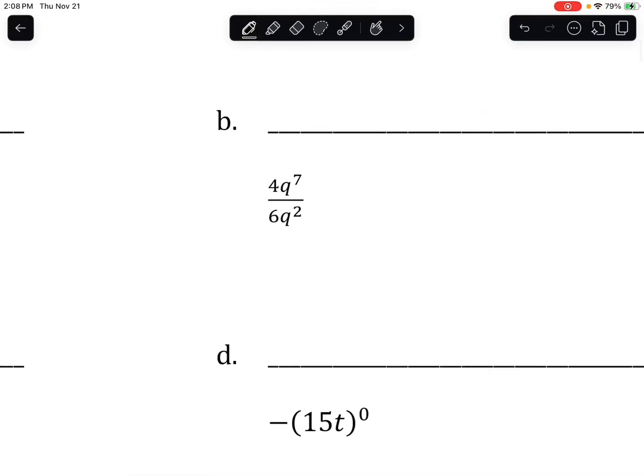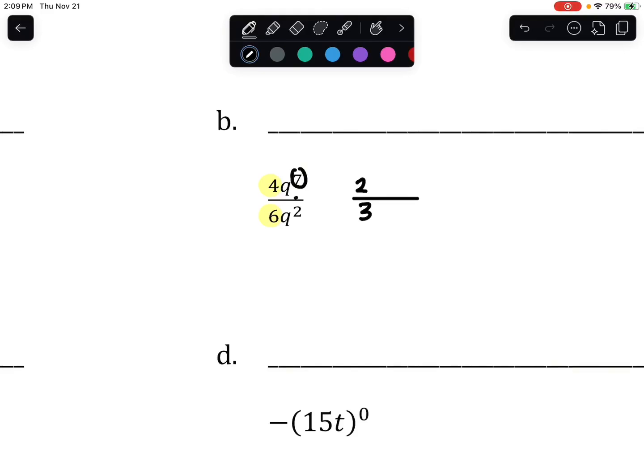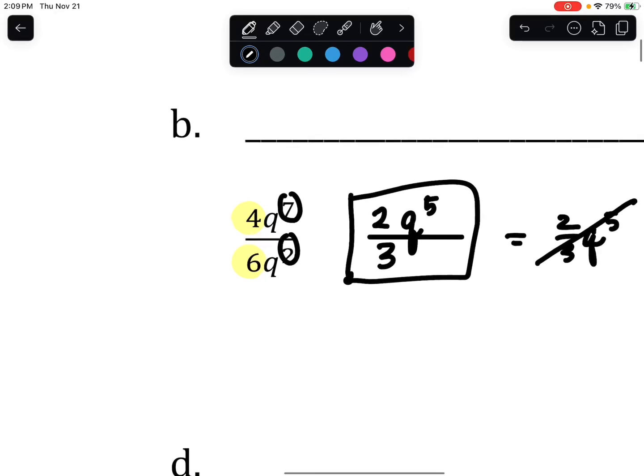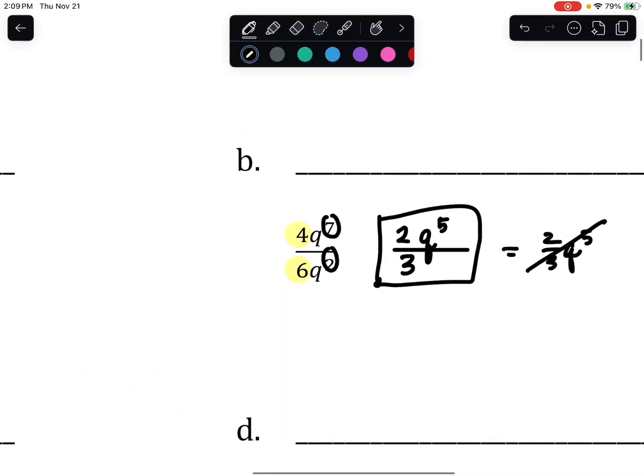This next one, we would simplify the coefficients by dividing them. And so we have 4 divided by 6. That would simplify to 2 over 3. And then we would subtract these exponents to get q to the 5th. And so you could also write this as 2/3 q to the 5th, but this is going to be the better way to write it, especially if we have multiple terms that we would need to put on top or bottom of the fraction. So the 2, q, and 5 are on top, the 3 is on bottom.